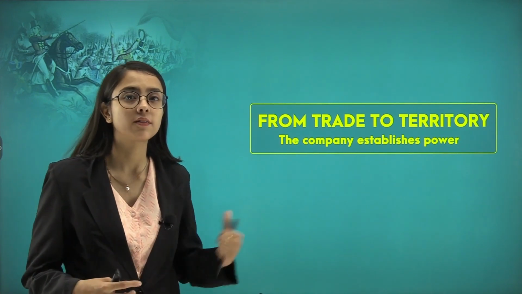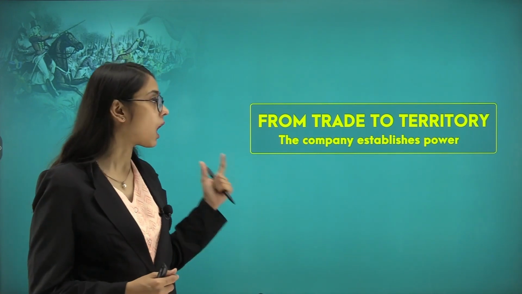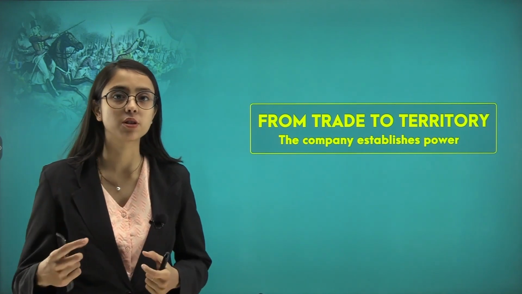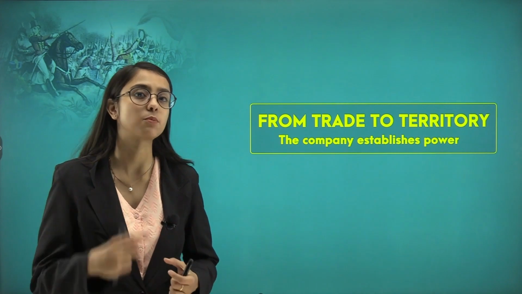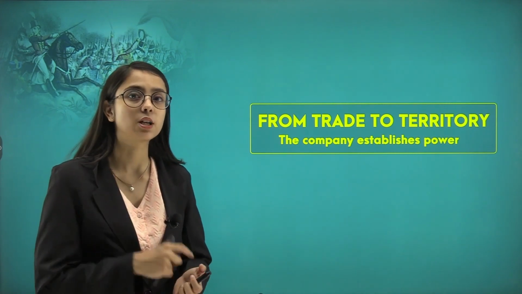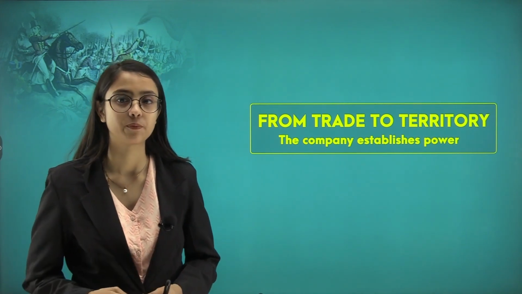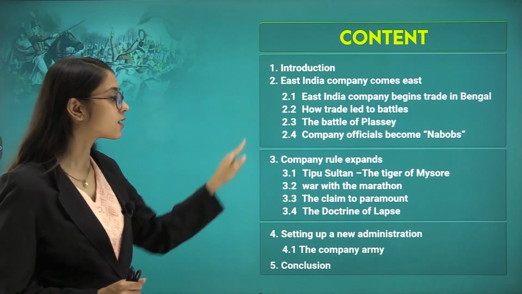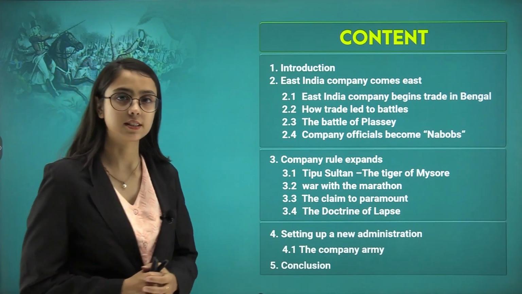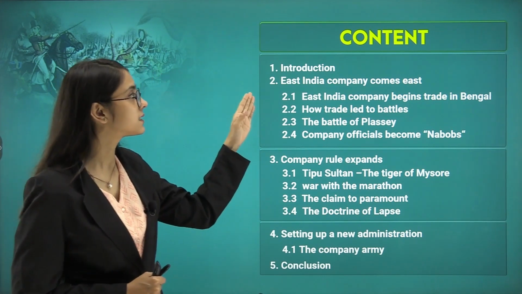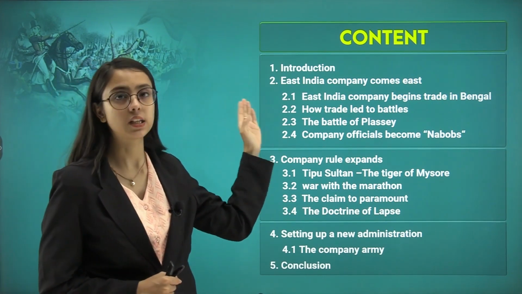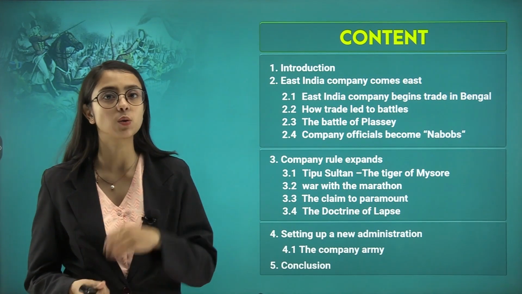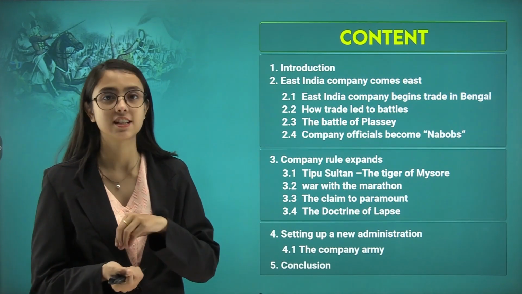In this chapter, we'll learn about how the East India Company, the company which was responsible for capturing the whole Indian subcontinent at that time, came into existence in India. These are all the topics that we are going to cover. First of all, we'll see how the East India Company comes to the East, as in from Britain, towards the East to India, and how it established its feet in India.